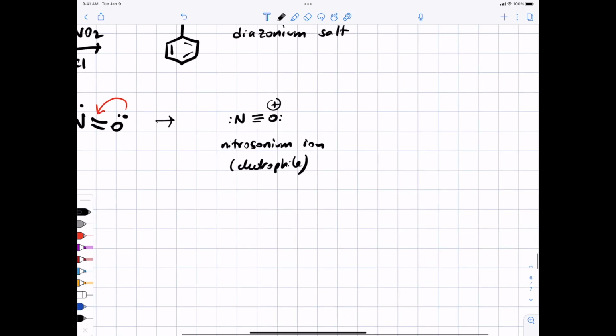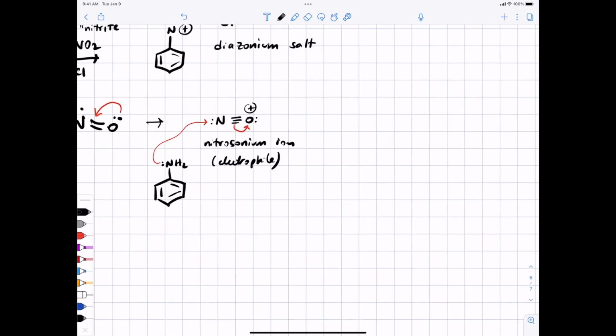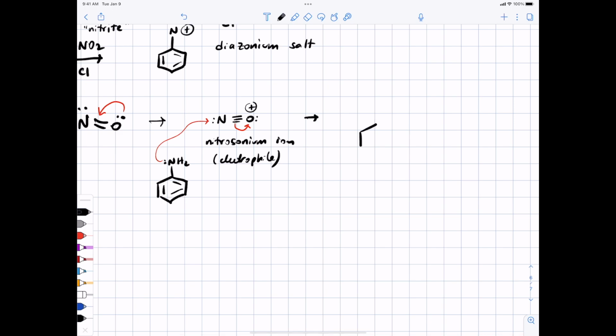And what happens next is basically just nucleophile attacks electrophile. The aniline lone pairs attack the nitrogen, and we're basically going to do carbonyl type chemistry. I think that's right. All right, so that's an intermediate. Now, except we lost all the double bonds in the benzene ring.